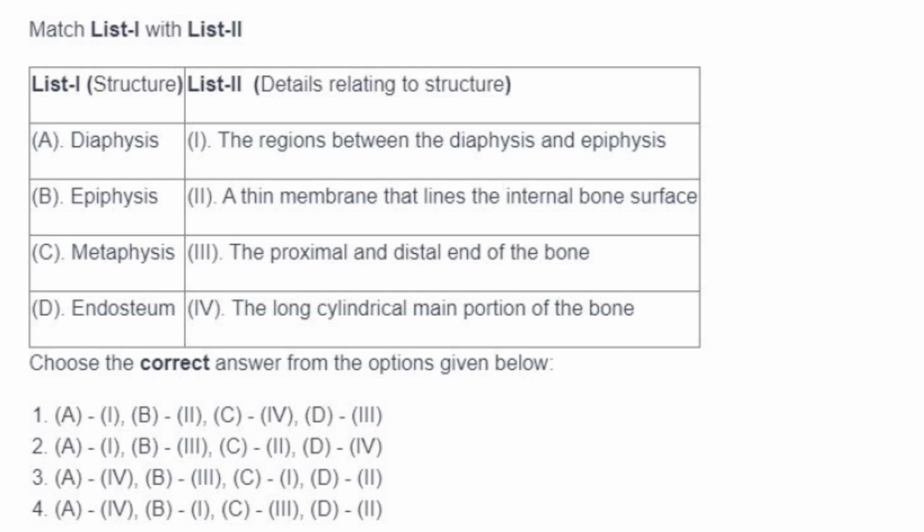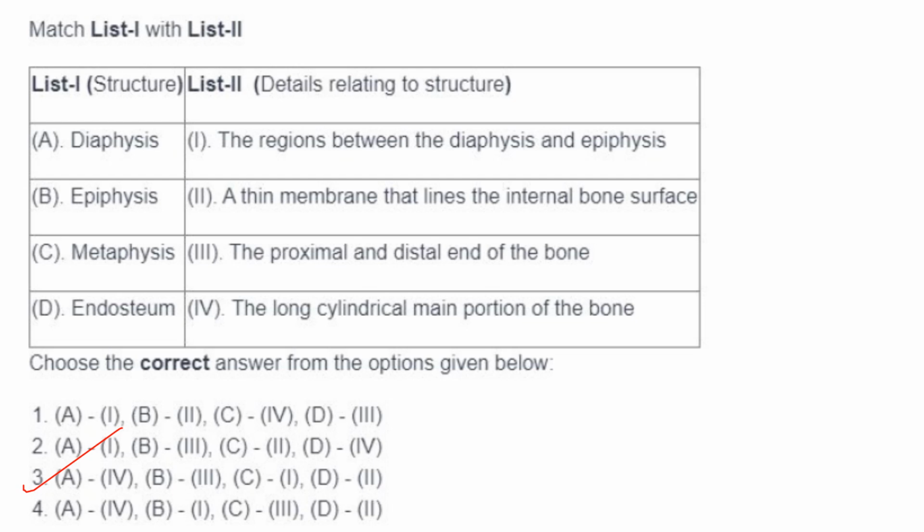Then the next one. Match the following. Diaphysis is the long cylindrical main portion of the bone. A4. A4 is there in 2 options, 3 and 4. Now see B, Epiphysis. Epiphysis is the proximal and distal end of the bone. So B3, that makes option 3 the answer.